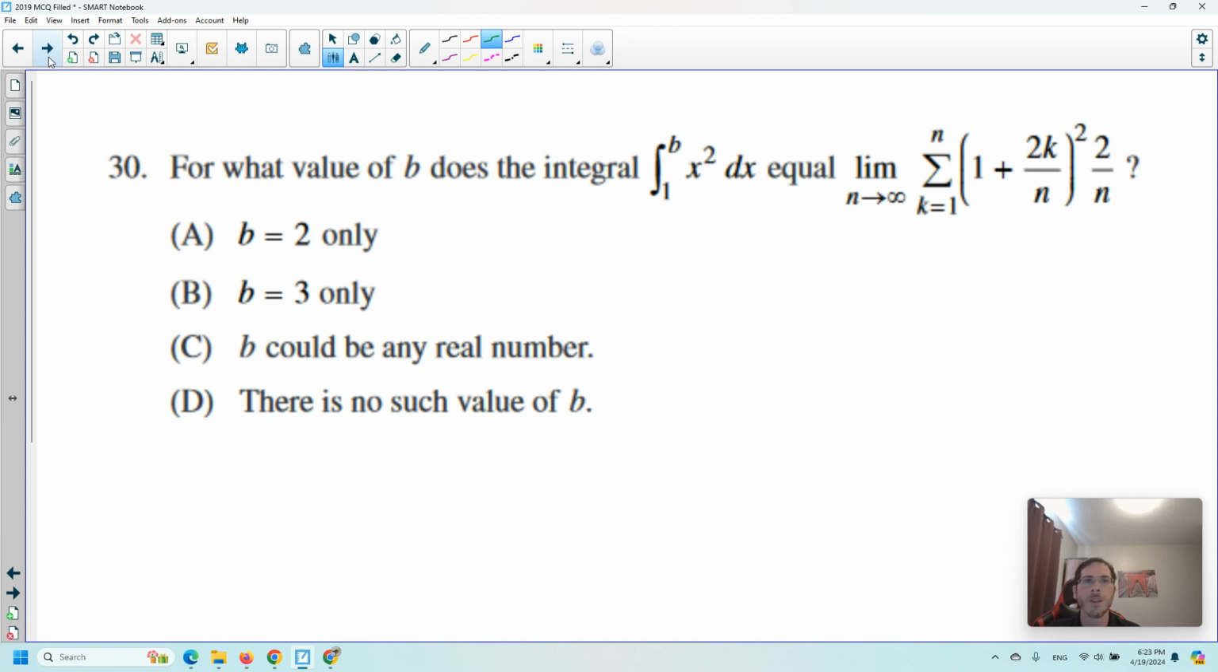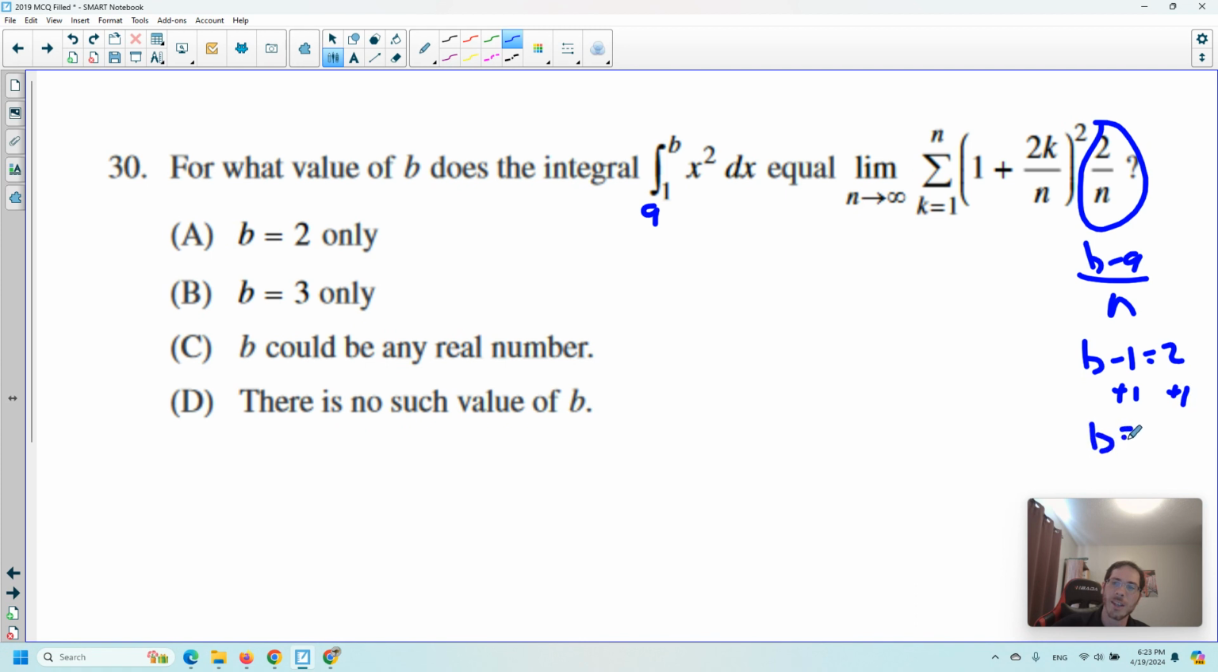All right. Last question. For what value of b does the integral from 1 to b of x squared dx equal the limit as n approaches infinity of the sum from k equals 1 to n of the quantity 1 plus 2k over n to the second power times 2 over n? This looks like it might be tough, but this is the key over here. Remember, over here, this is always b minus a divided by n. All right, well, if a is 1, b minus 1 has to be 2. We add 1 to both sides to get 3, and we're all done.